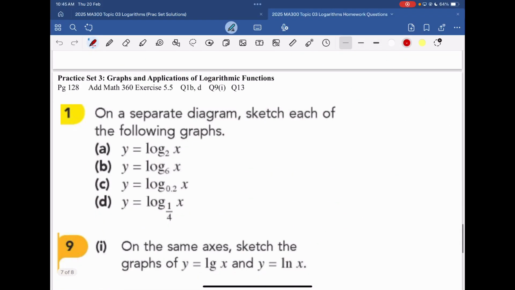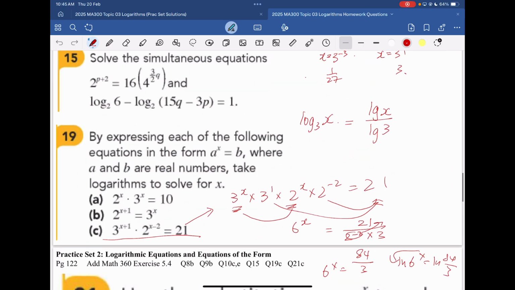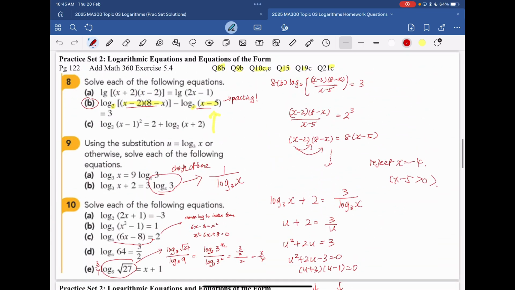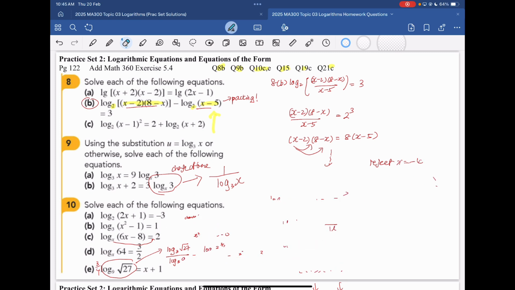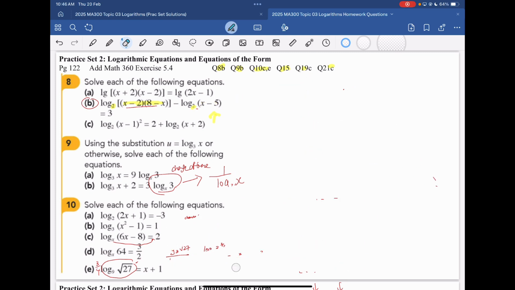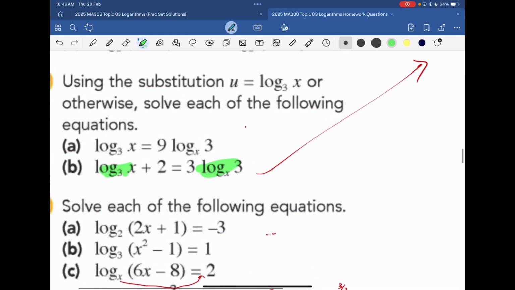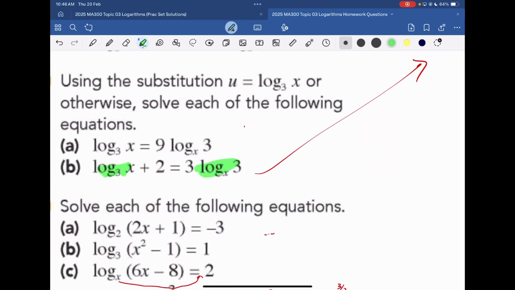Okay, so let me go through question 9. Where is question 9? Okay, question 9, the idea is quite chill. So for question 9, I'll share with you how I do the question. Hopefully you can adopt the same mindset.